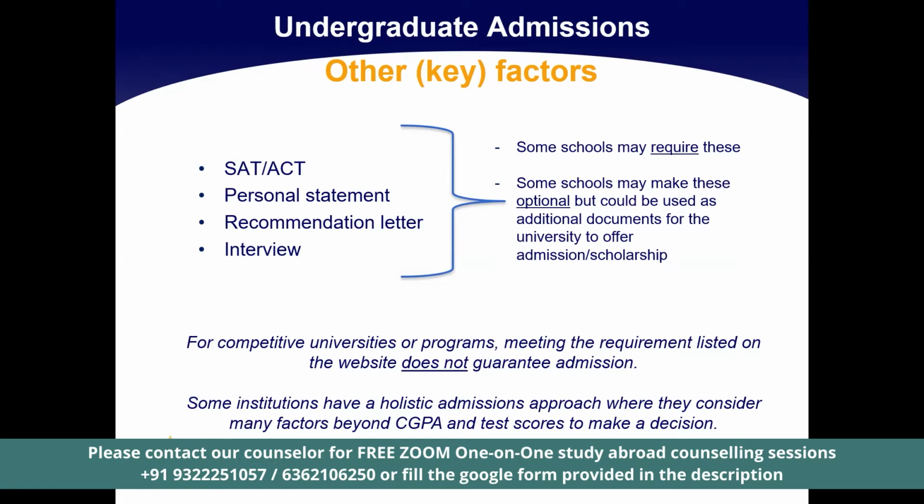And then some universities will have a holistic admission approach, where they consider many factors beyond GPA and test score to make a decision. Like I mentioned earlier, in the case that you are a borderline student with a very borderline GPA, if you have a personal statement, recommendation letter, or something like that, they may look at your application package holistically and see if they want to make an exception for you, because they want to see everything as a whole and not just GPA. So every university will have a slightly different approach. Some will just look at your GPA. If you don't meet it, you don't get it. But some will want to look at your profile as a whole and more comprehensively.